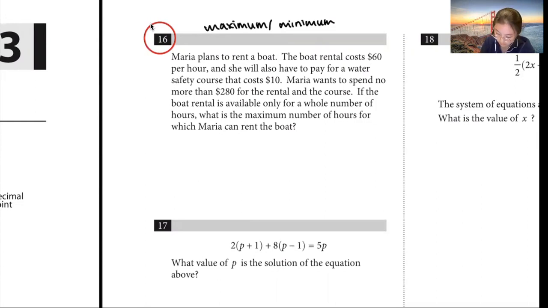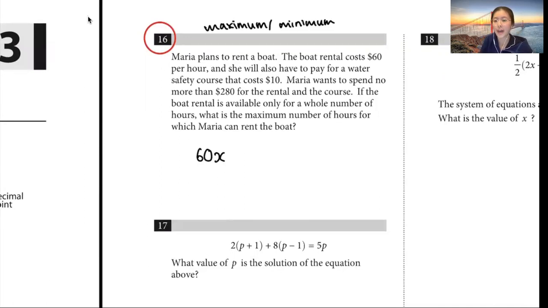So the boat rental costs $60 per hour, which means you need to put x for that. So x is obviously the per hour part, every hour. If you put for the first hour, it's going to be $60. For the second hour, it's going to be $120.